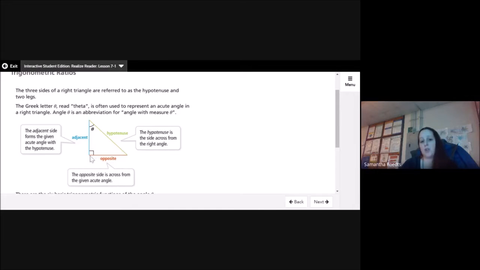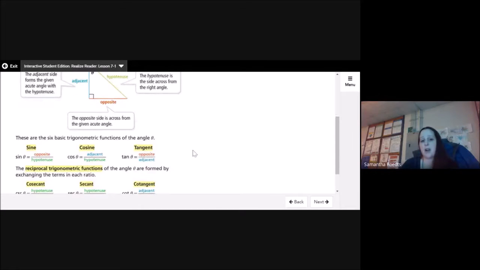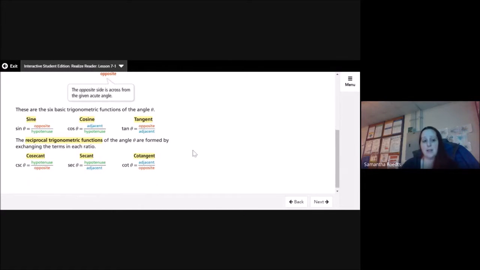My hypotenuse is always across from my right angle. My adjacent side is the one that's right next to the angle that I'm looking for. The other side is the hypotenuse, and then the opposite side is the opposite from the angle that's given. So there are 6 basic trig functions of the angle theta. I have sine, which is opposite over hypotenuse, the cosine, adjacent over hypotenuse, tangent, opposite over adjacent.